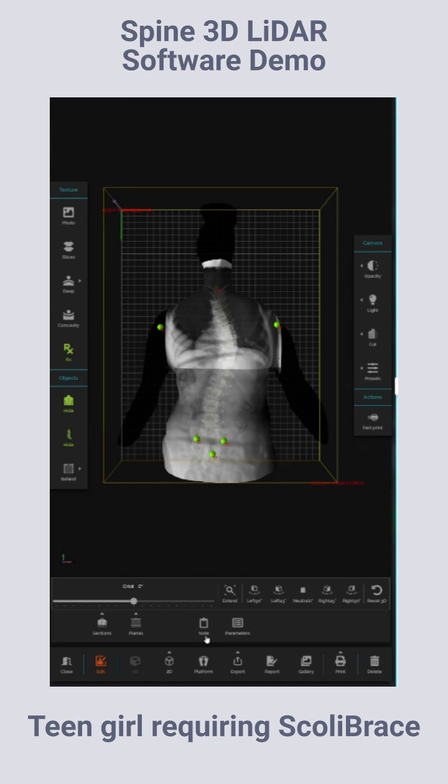of a curvature. We then took x rays to confirm that there was an idiopathic adolescent scoliosis, and the Cobb angles predicted by the Spine 3D machine pretty much to the half of a degree matched the actual Cobb angles on the X-ray.